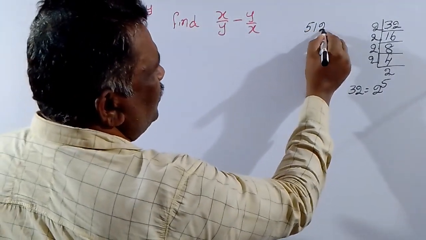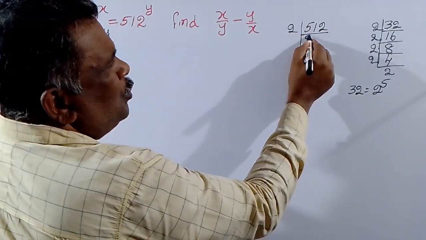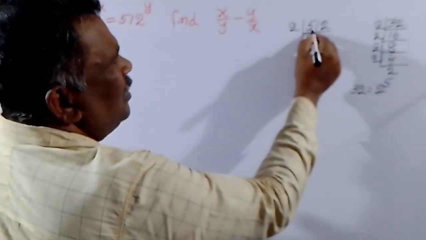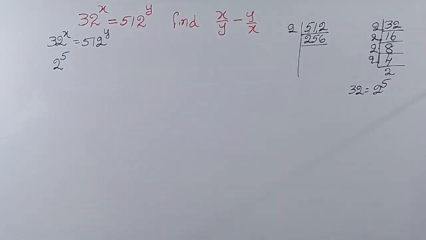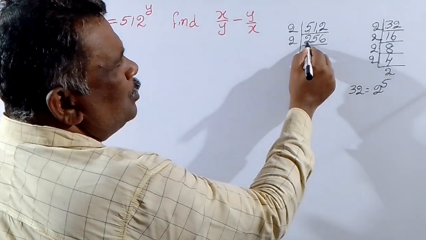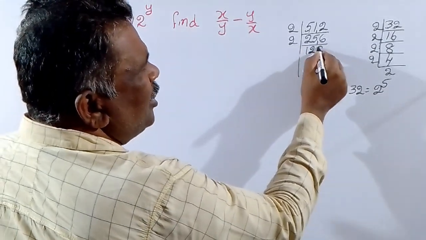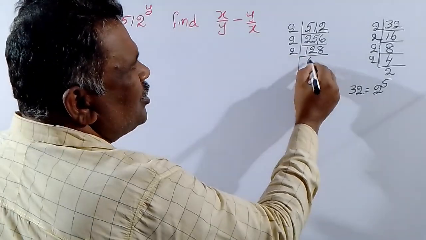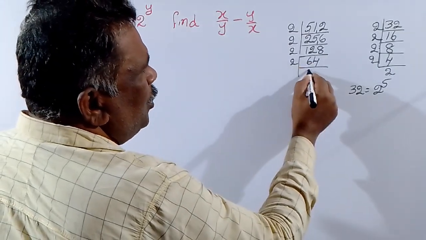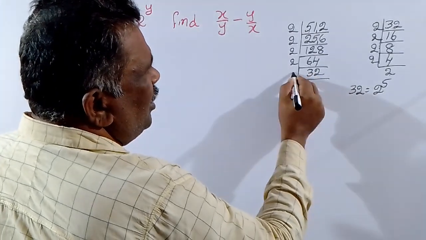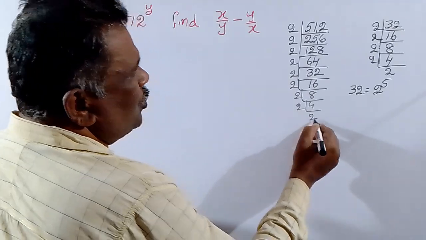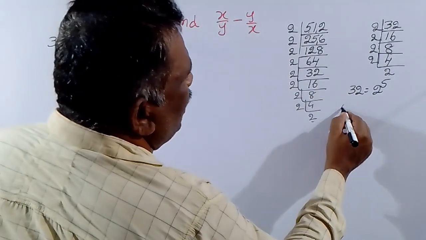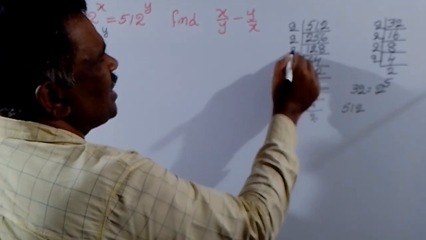At the same, 512. How can you write the 512? Now divide by the 2 table. 512 divided by 2, we get 256. Again it's divided by 2, we get 128. Again divide by 2, we get 64. Again divide by 2, we get 32, then 16, 8, 4, 2. So last prime number. So how many times? So 512 is equal to 2 taken 1, 2, 3, 4, 5, 6, 7, 8, 9 times.